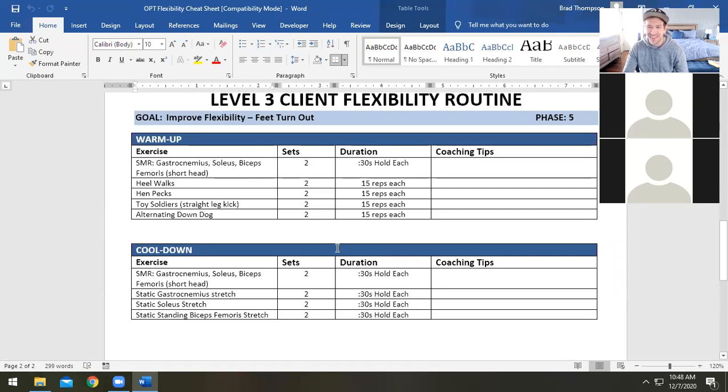Month 5, they're in level 3 here, right? They foam roll the same muscles, right? But now they're going to do heel walks, which is a great calf stretch, hen pecs, and toy soldiers. Both of those are good hamstring stretches. And then alternating down dog. That's another one for the calf, right? So those are dynamic stretches. 2 sets, 15 reps each. And then again, for their cool down, static stretches, right? The workout's over.